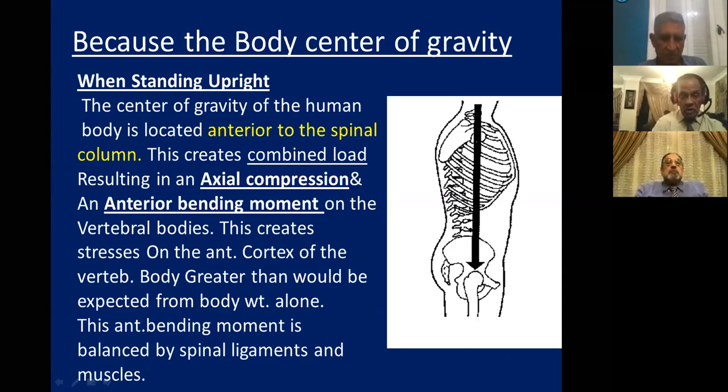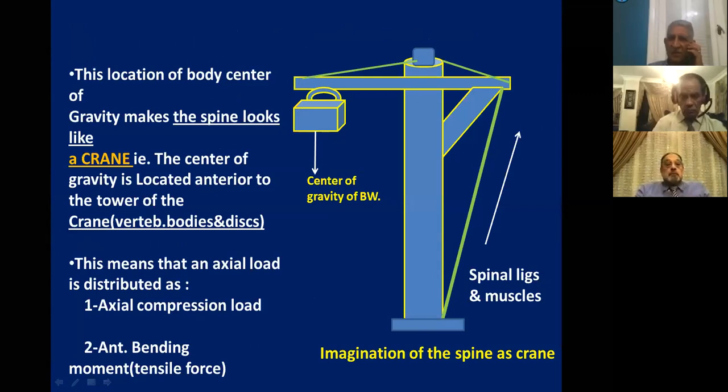This creates a combined load resulting in axial compression load and anterior bending moment on the vertebral body. This creates stress on the anterior cortex of the vertebral body greater than would be expected from the body weight alone. This anterior bending moment is balanced by the spinal ligaments and the muscles. We can describe our spinal column like a crane. The rod of this crane is our spinal column, and the body weight just anterior to it is equal to the center of gravity anterior to this rod, and this load is counteracted by the spinal ligaments and the muscles.